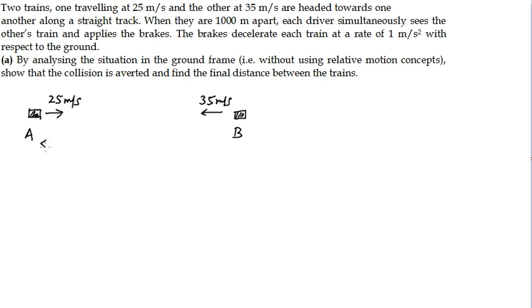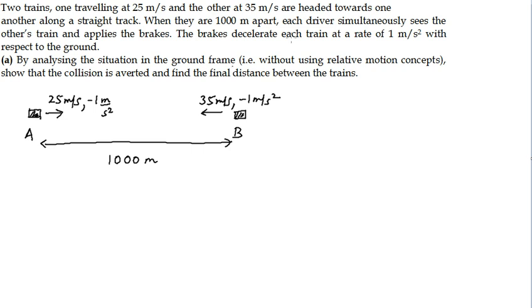When the distance between the two trains is 1000 meters, each driver sees the other's train and applies the brakes, and this results in an acceleration of minus 1 meter per second square for train A, and similarly minus 1 meter per second square for train B.